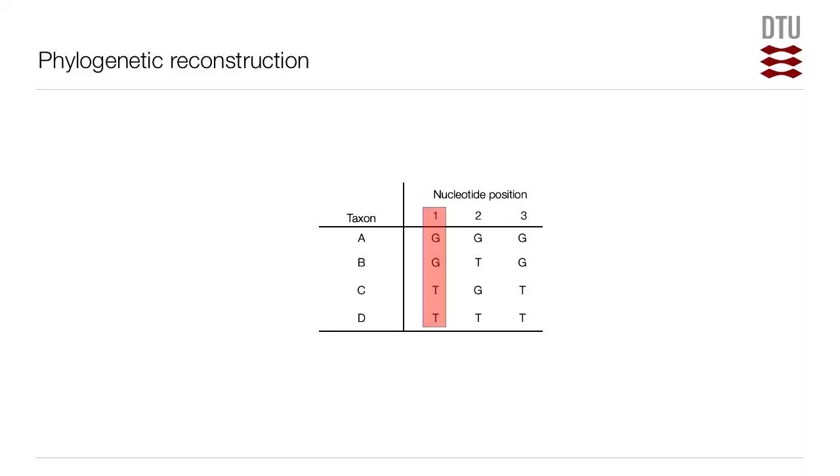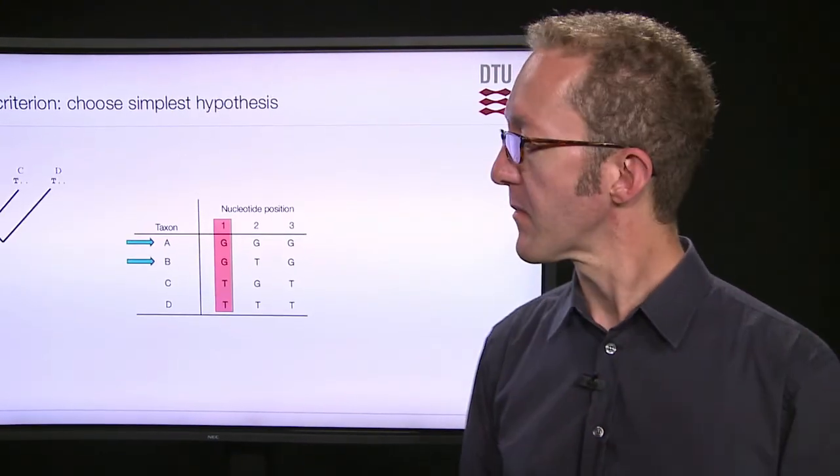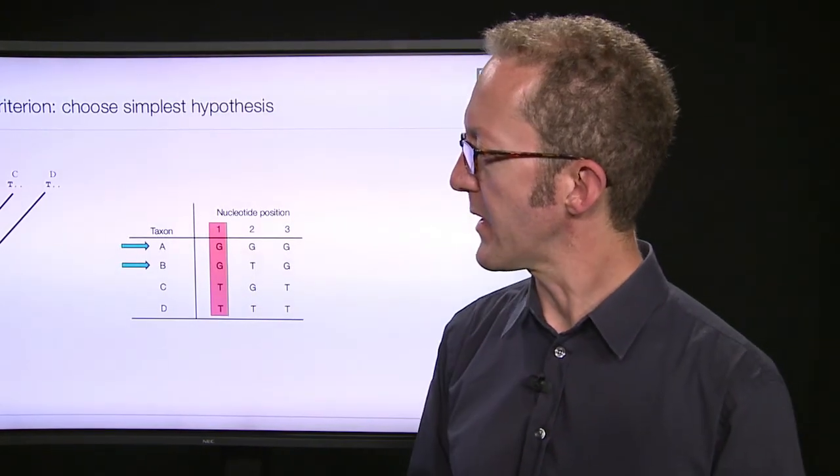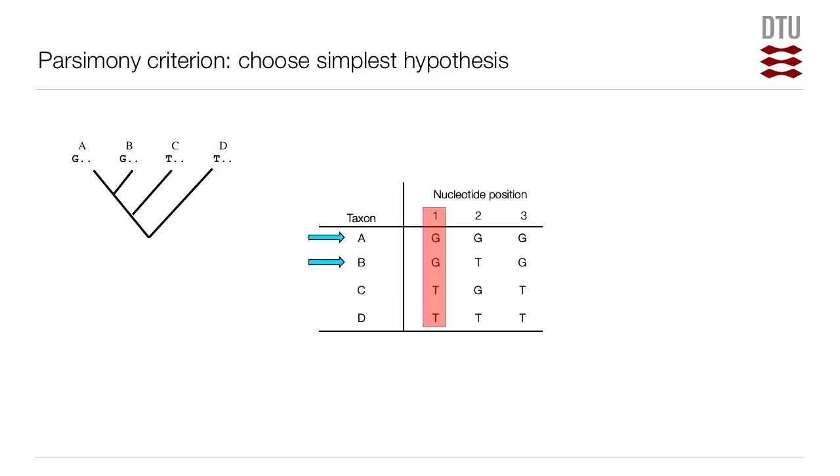If we start looking at column 1, then we will notice that A and B both have a G at this position, while species C and D both have a T. The simplest explanation for this data is that A and B are more closely related to each other, or shown as a tree like this. A and B are grouped together in the tree, C and D are grouped together in the tree.